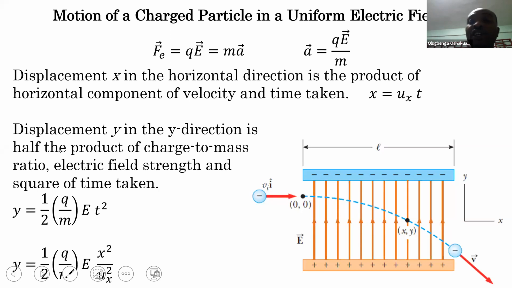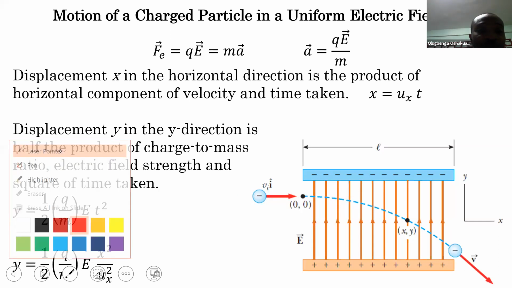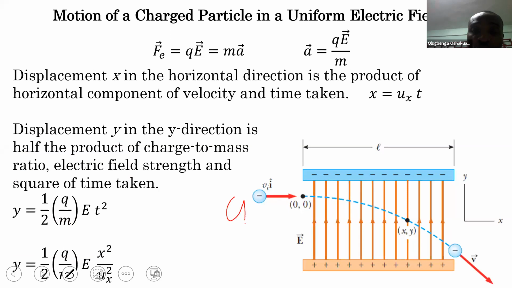But in addition to that, it will also begin to move downwards with a velocity that we are going to see very shortly. As described there, the displacement X in the horizontal direction is a product of the horizontal component of velocity and time taken. So let's assume this particular body is moving with a horizontal velocity UX. At a certain time t, it would have covered a distance x. UX, which is velocity, times time is distance.